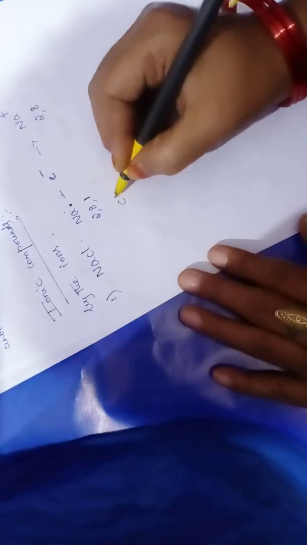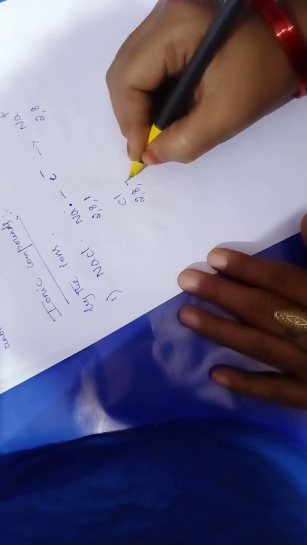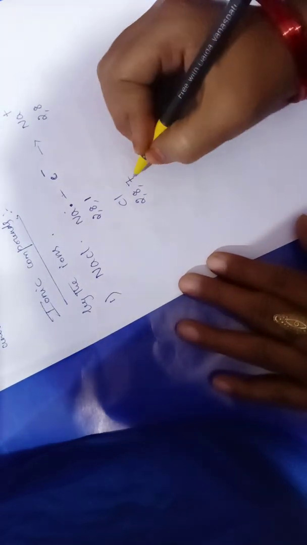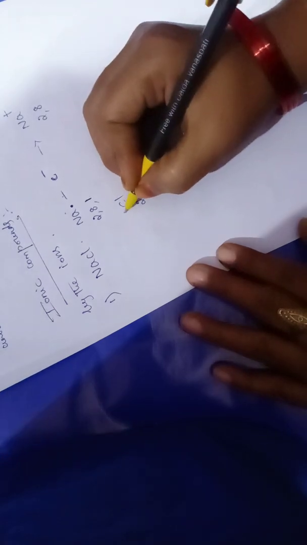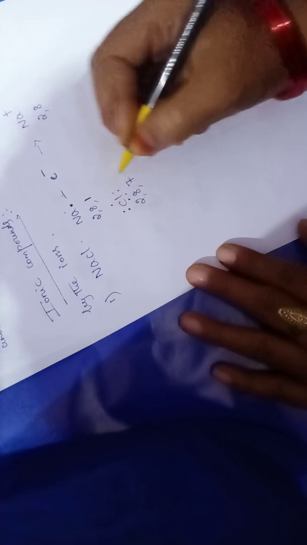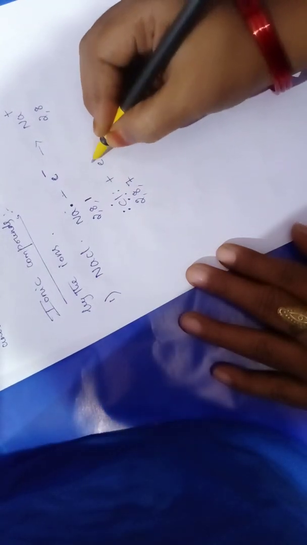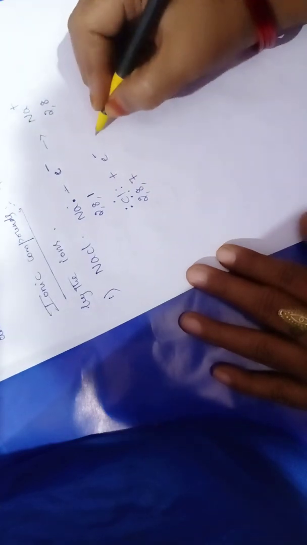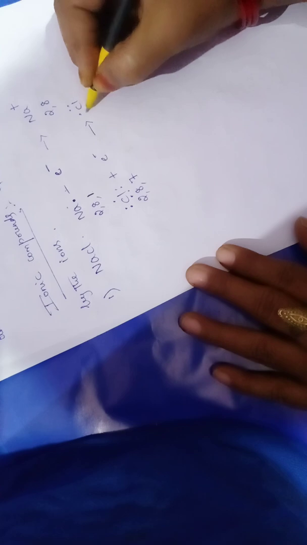Then you come to chlorine. Chlorine's electronic configuration is 2, 8, 7. So we should represent the number of electrons in its outermost shell: 1, 2, 3, 4, 5, 6 and 1. To get stability, what will we do? We will add 1 electron. So when we add 1 electron, what will it get?